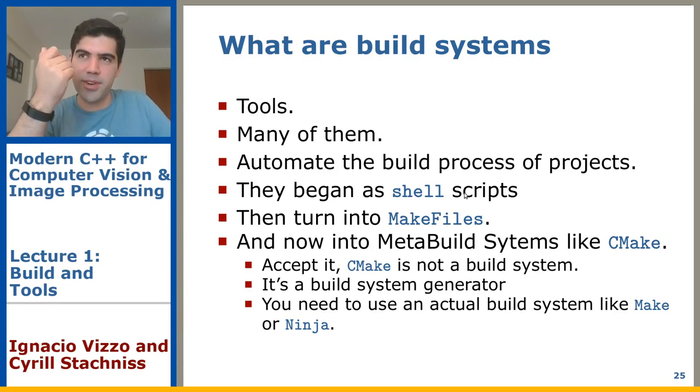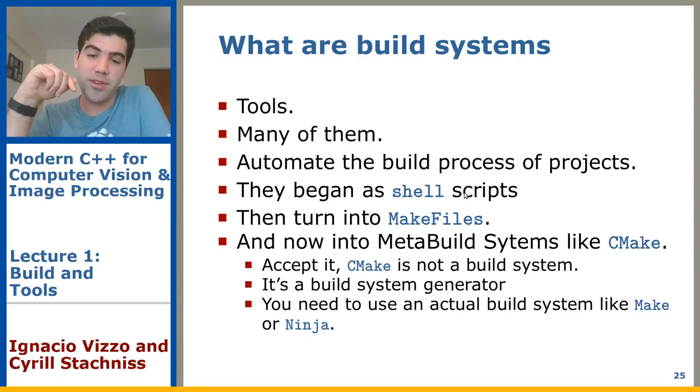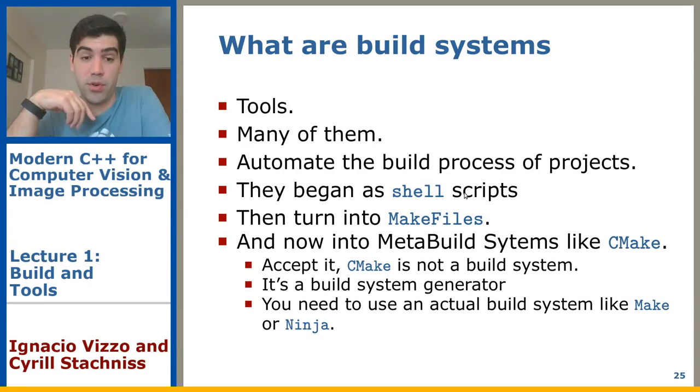And then they turned these shell scripts into makefiles. That is basically one of the first build systems that is still nowadays one of the most used. And then they say, okay, but makefiles are really hard to write and maintain, so let's create meta build systems like CMake that basically will generate makefiles for us, right? And the fact is that CMake is not a build system at all. It's basically a build system generator, so it's called a meta build system, and it will basically generate a build system for you. After you use CMake, that is super popular nowadays, you need to use an actual build system like Make or Ninja, for example.